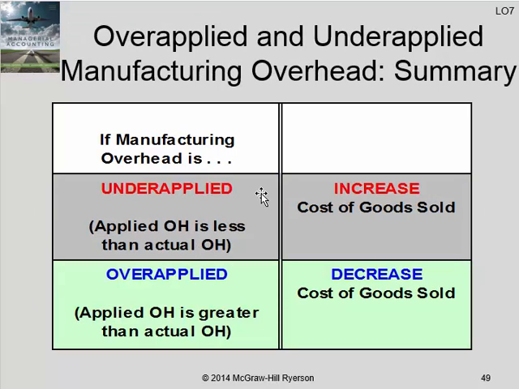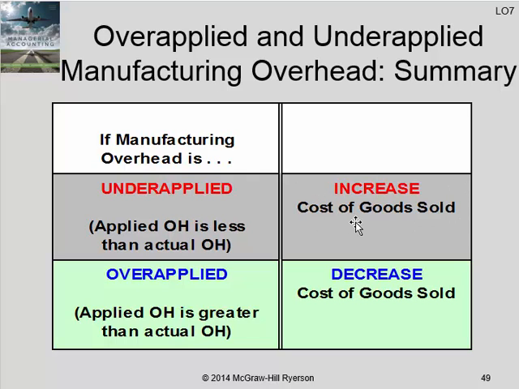Okay, so what then are the implications of having over or under allocated or applied manufacturing overhead? Well, let's think about this. If overhead is under applied, what does that mean? That means that we didn't apply enough. So in reality, it cost us $100 for overhead, and we only applied 80. So we're $20 under applied, which means our products have a cost that is too small and needs to be increased. So we would then need to increase the cost of goods sold.